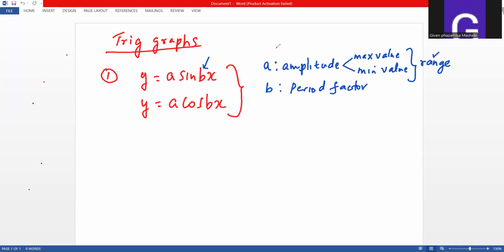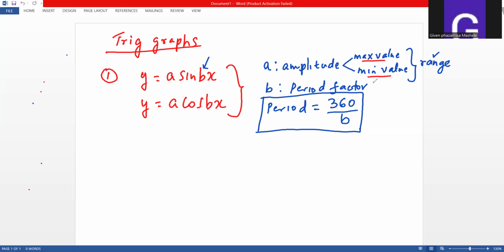So how do we calculate the period for sine and for cos? When we calculate the period, we use the formula 360 divided by b, which is the coefficient of x and the value that affects the period. To determine the period of a function, we take 360 and divide by the period factor, our b there. This is what is called the period.